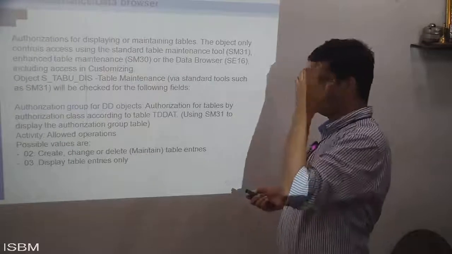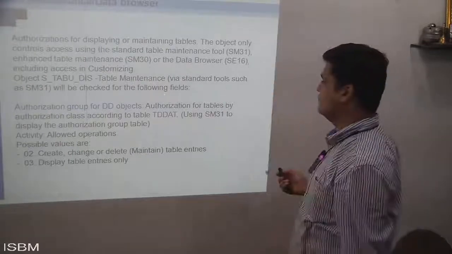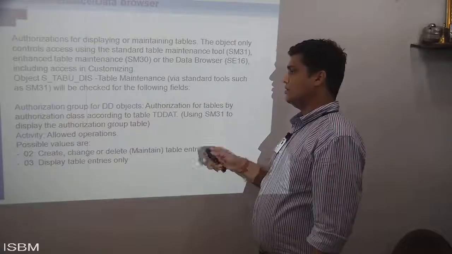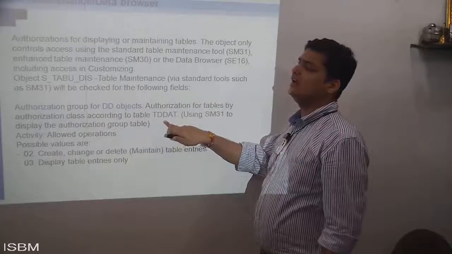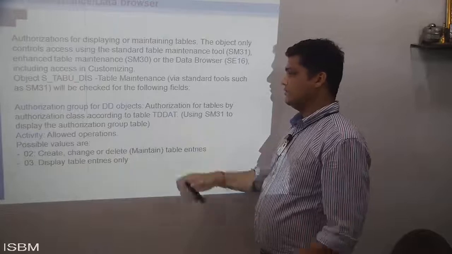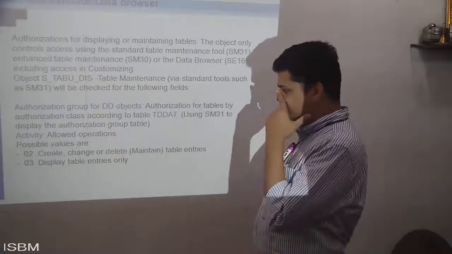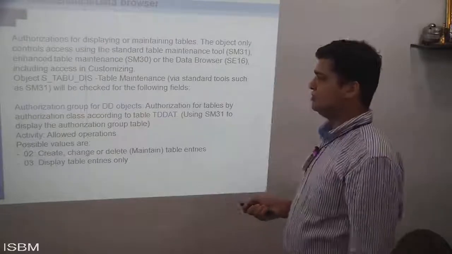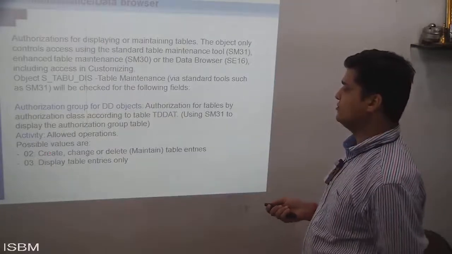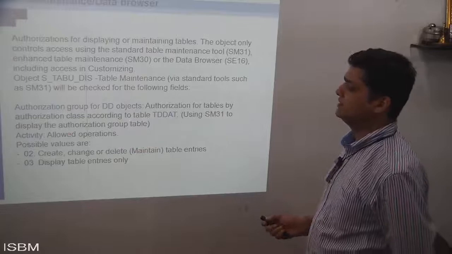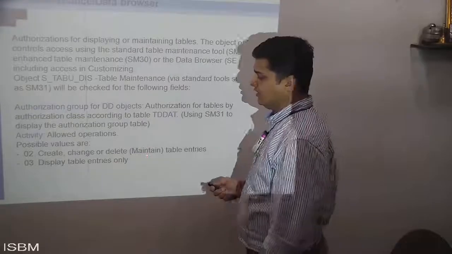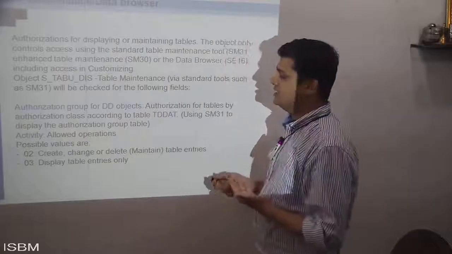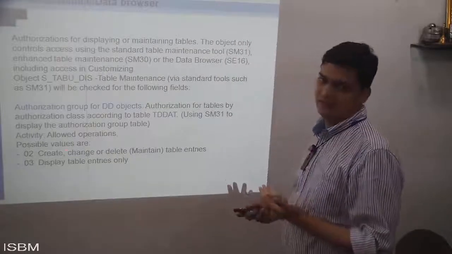The authorization group of the data dictionary objects. Authorization for tables is by authorization class, in which TDDAT is the table where you can check it out. Then ACTVT, the activities allowed, whether an operation is allowed or not. The possible values are 02 for change, 06 for delete, and 03 for display. Sometimes you may have only display authorization, so you can't change or delete anything.